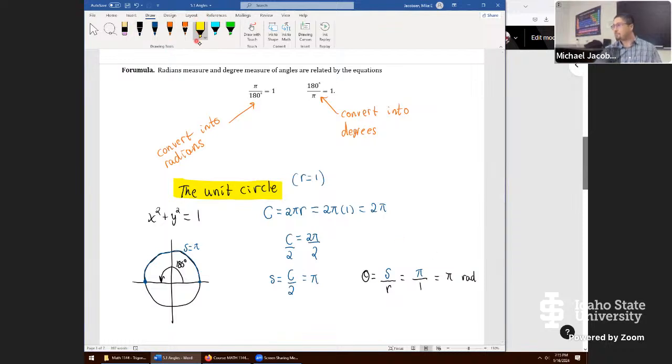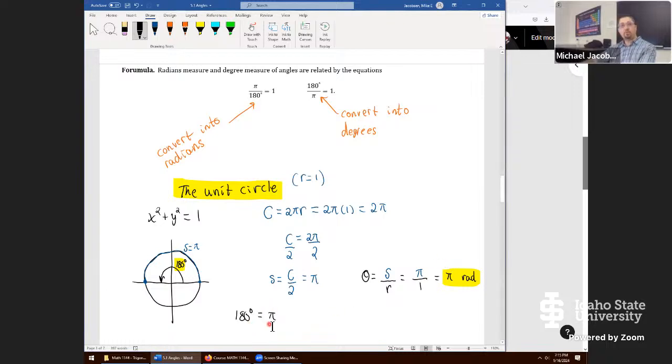So now we have two things. We have 180 degrees halfway around the circle, and so is pi radians halfway around the circle. We can equate both of them. 180 degrees is now equal to pi radians, or just pi if you prefer.